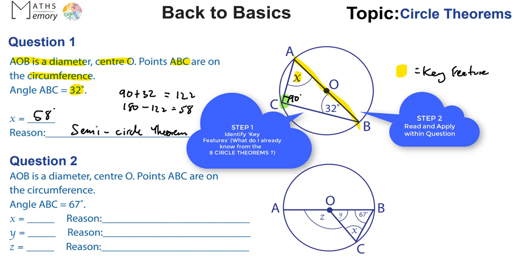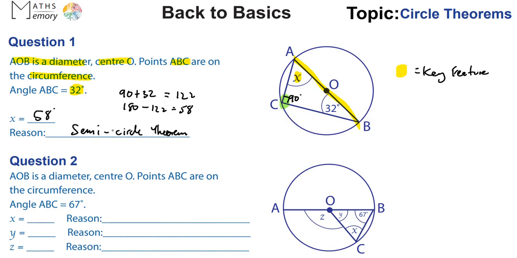Now, for the reason for every question, you could try to put some key words in each one to make it look reasonable as your answer. It doesn't have to be fixed in stone, but semicircle theorem will be good enough for this answer here in maths memory. Question 2, AOB is a diameter, center O.